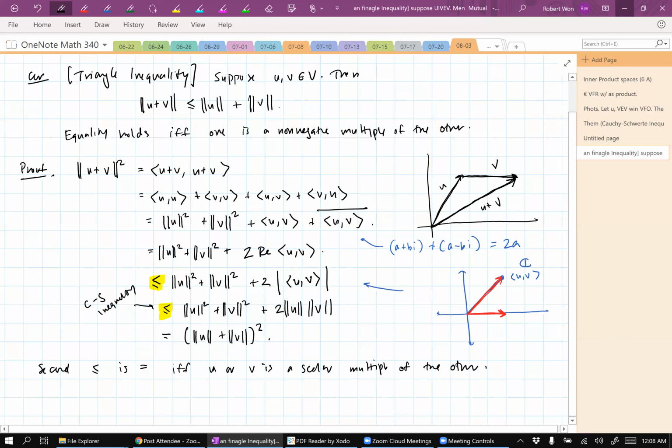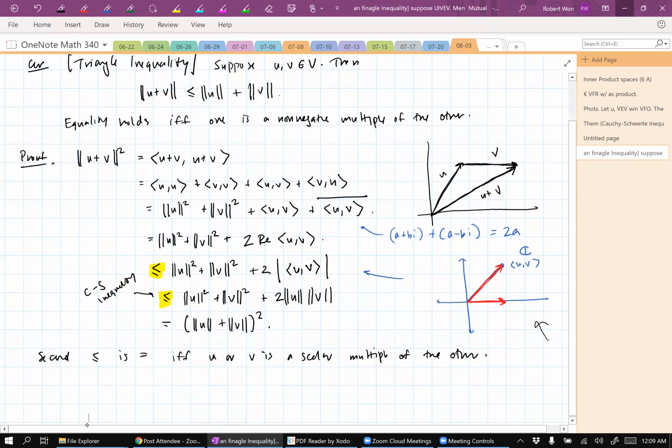What about the first one? Right, what about the first one? To have the first equality, it's this picture I've drawn on the side here. That equality will only hold if the inner product of u and v is actually a real number. Right? And in fact, it's got to be a non-negative real number because I've taken the absolute value of it.